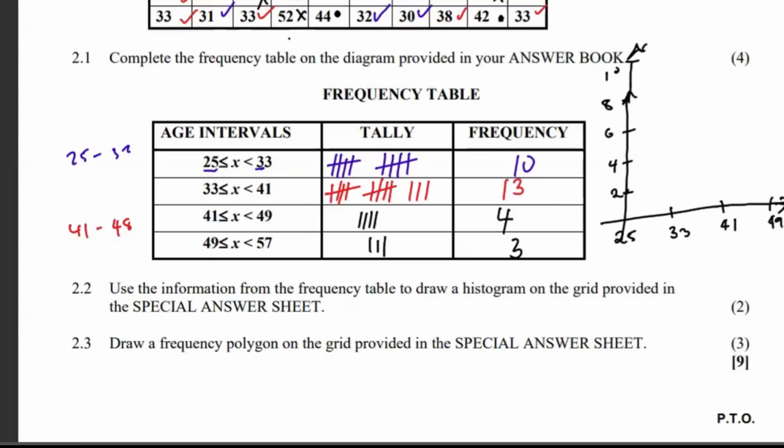Okay. So for the first one, which is a 10, the bar must be in that direction. Then we have a 13. Okay, so 12 and 14, 13 is somewhere halfway there. So you raise that up. Then we have a 4, which goes in that direction. And then a 3, which is somewhere there.